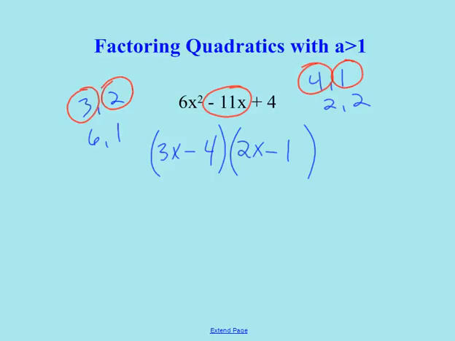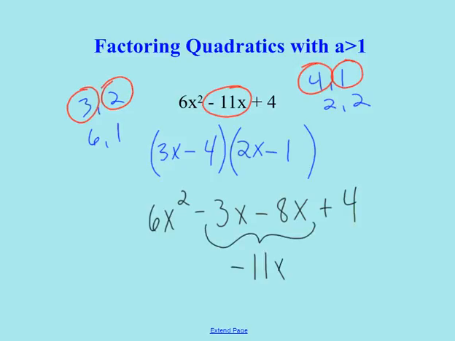And again, it all goes back to understanding FOIL. Now I'll check just to make sure, or just to show you, because I've already done this in my head. 3x and 2x is 6x squared. Outside terms, negative 3x. Inside terms, negative 8x. Last terms, positive 4. Combine my two middle terms, negative 11x. That matches the original, and so I know for sure that my factors here are correct.